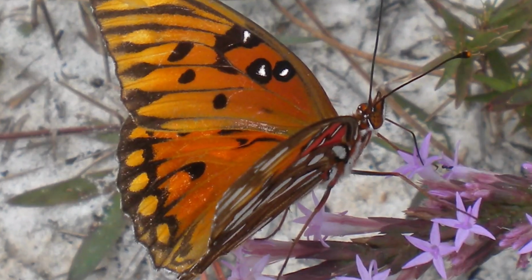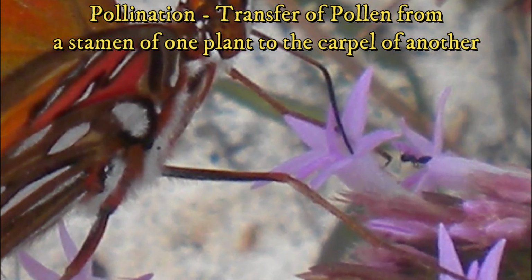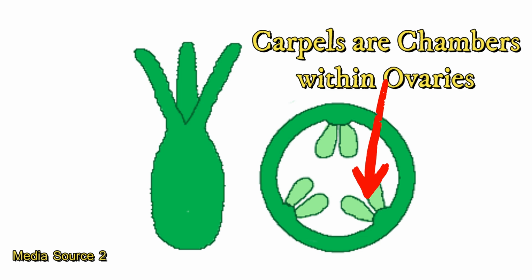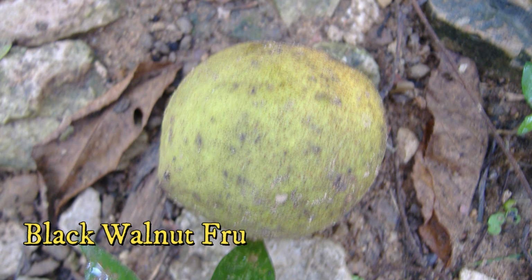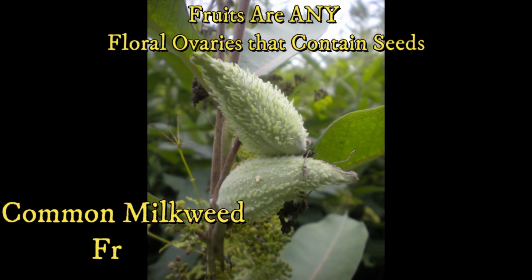Pollination is defined as the transfer of pollen from one individual's stamen to another individual's carpel. And carpels are the chambers of the ovary, which will eventually become part of the fruit. As seeds develop, the walls of the ovary thicken and form the fruit. In fact, botanically, anything that bears seeds is a fruit.